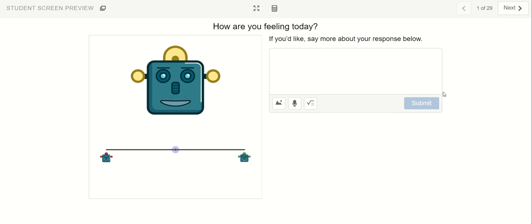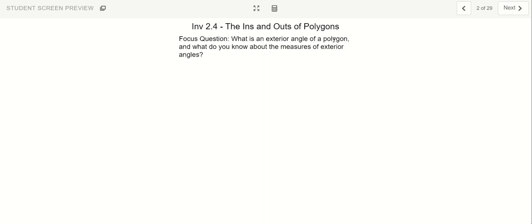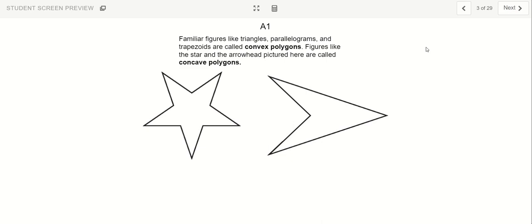Alright, in this video, we're going to be going over investigation 2.4. Here, our first question is, what are the exterior angles of a polygon, and what do we know about the measures of the exterior angles? Here's just some background information.